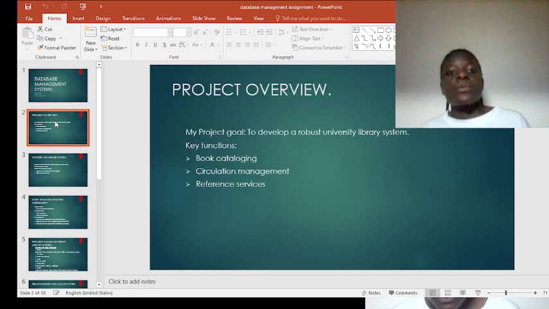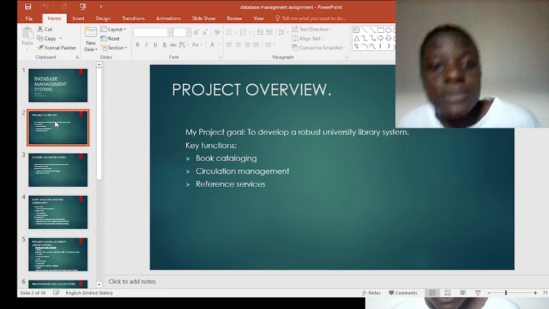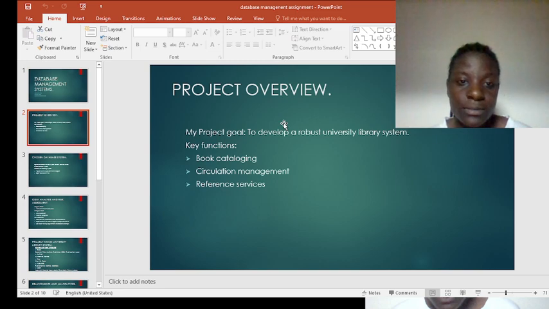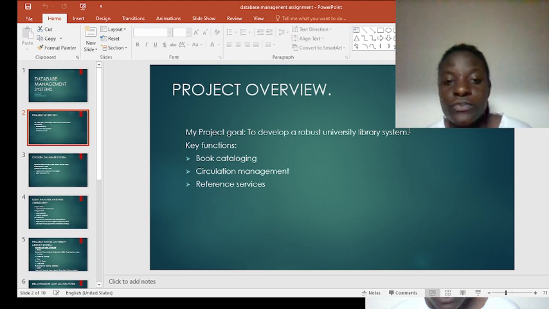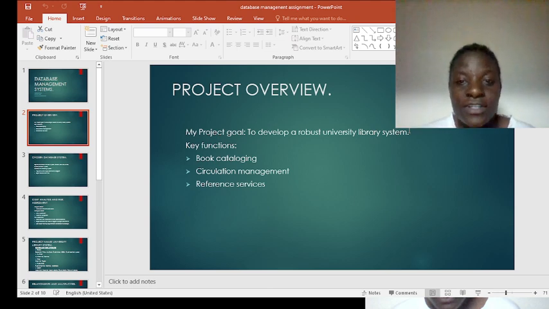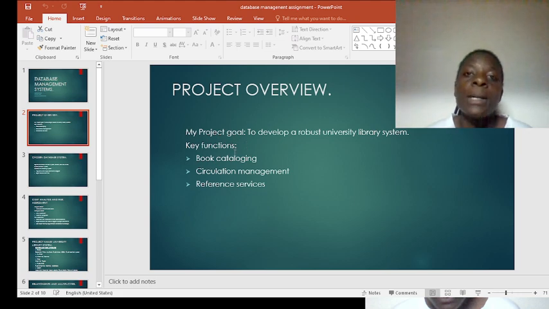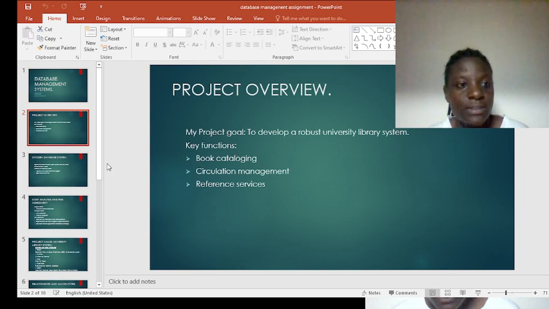So, the project overview of my system. My project goal is to develop a robust university library system that will be used by university students, university staff, faculty members, and all that. The key functions of the system include book cataloging, circulation management, and reference services.